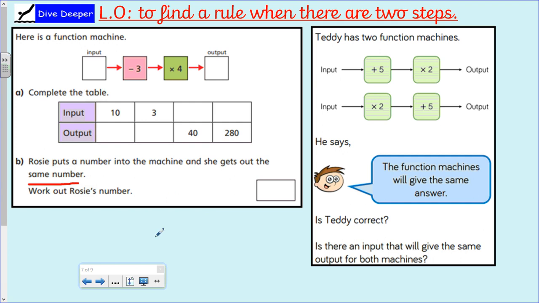All right, so what we were saying, yes, work out Rosie's number. If she puts the same input into the machine, she gets the same number out. What could her input have been? And then we've got Teddy over here. Teddy's got 2 function machines. Add 5, times 2, times 2, add 5. Teddy reckons the function machines will give the same answer. Is Teddy correct? Is there an input that will give the same output for both machines?